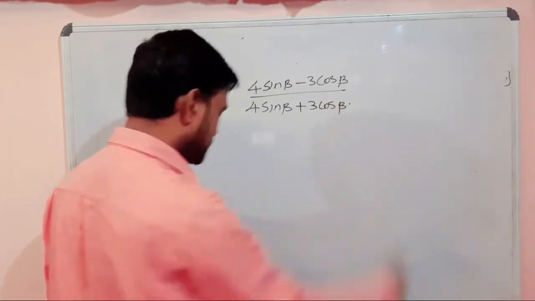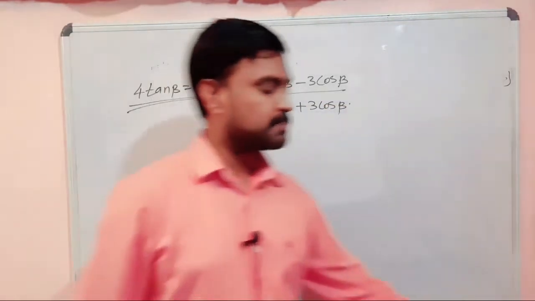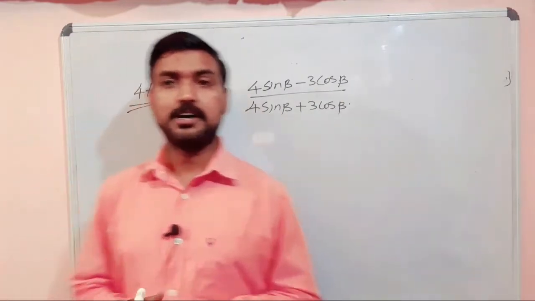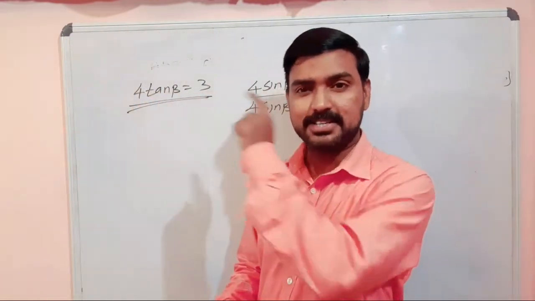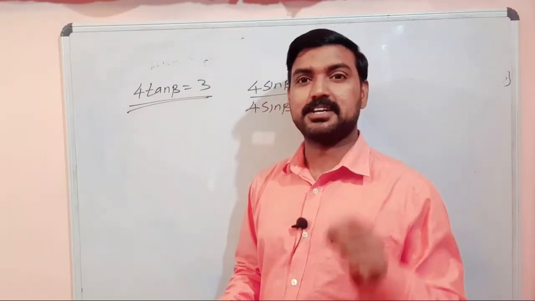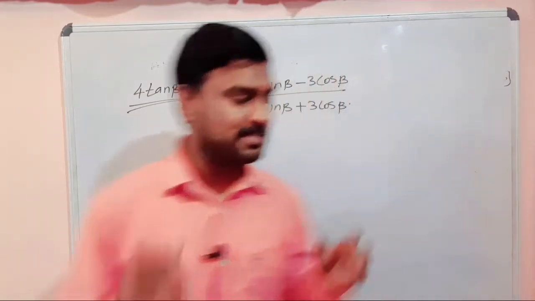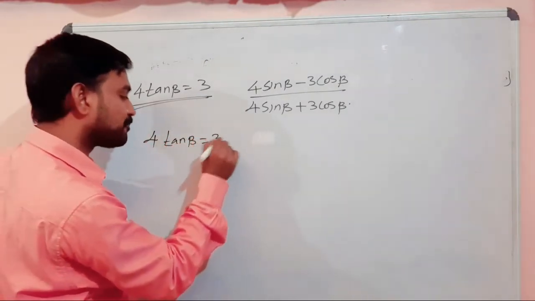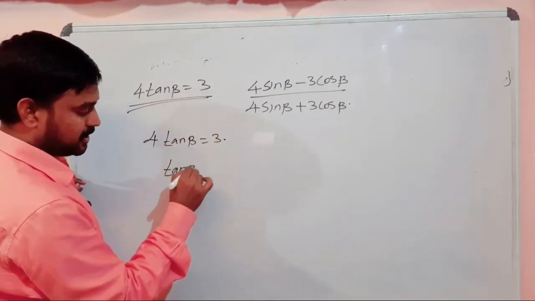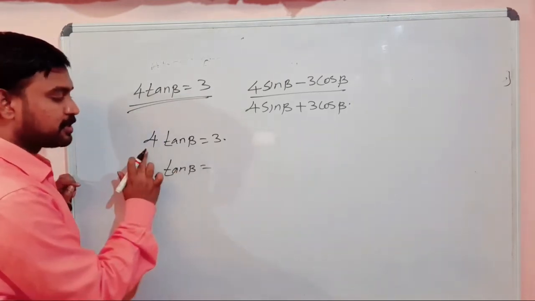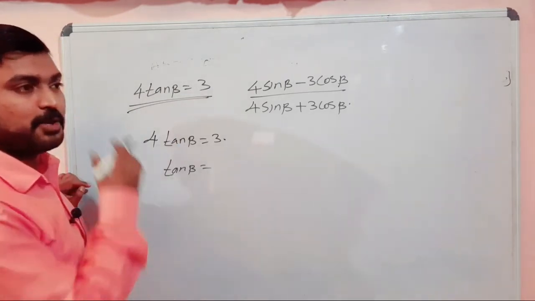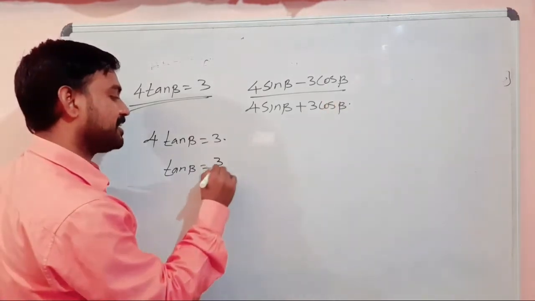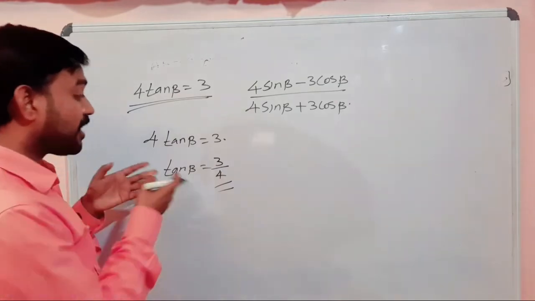This is the question. Suppose we see this question, many students feel that it is complicated. Yes, this is a complicated question. How can I do it? So my dear students, just observe what is given. What is given in the question is the hint to the answer. So it is given that 4 tan beta is equal to 3. So we can write tan beta is equal to, here 4 tan beta means 4 is multiplying with tan beta. If it is transposed to the right side, multiplication becomes division. So we can write it as 3 by 4. So we got the value of tan beta.